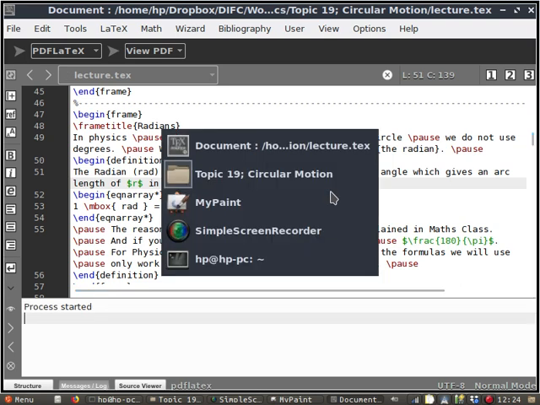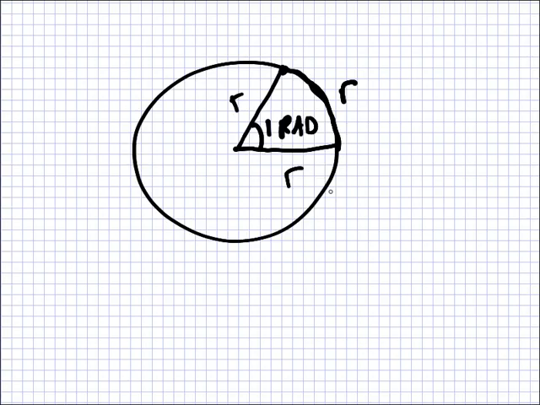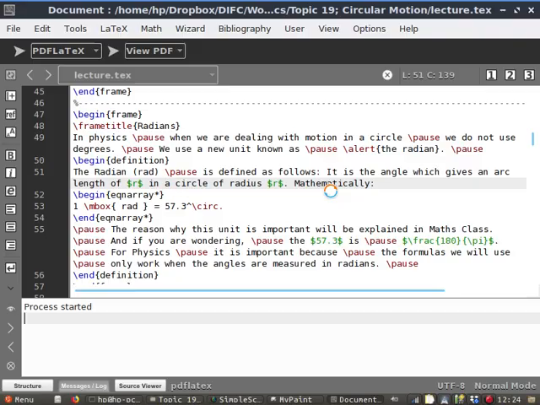I think it would be good if you add this picture to your notes. Visually, a radian is a sector where you have r. Is that what you were thinking of? Yeah.